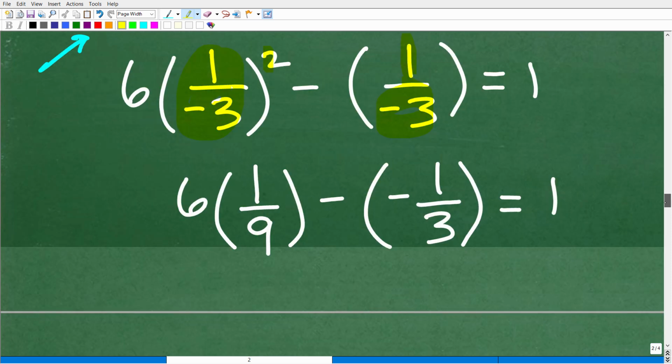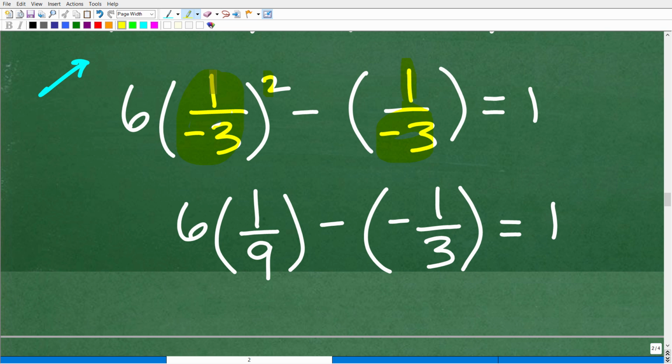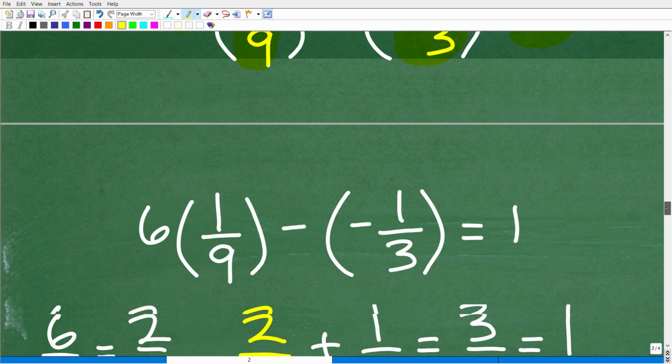Okay, so let's go down and finish this up. So negative 1/3 squared is going to be a positive 1/9. Okay, because negative times negative is positive. So 6 times this positive 1/9 minus this negative 1/3. And of course, we got to see if this is equal to 1. All right, so let's go ahead and finish this up.